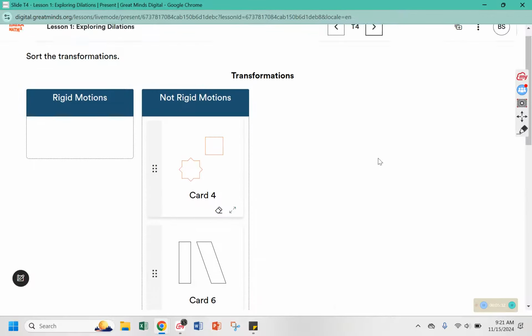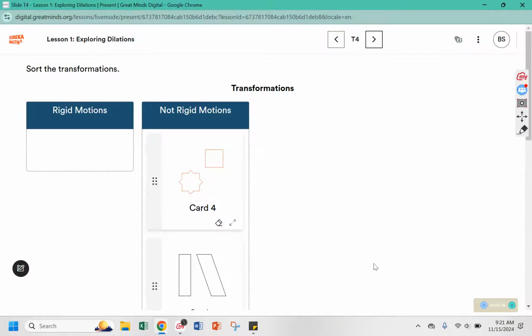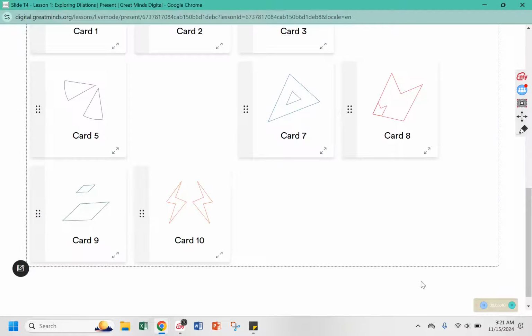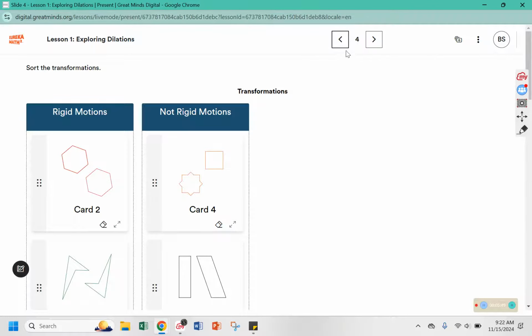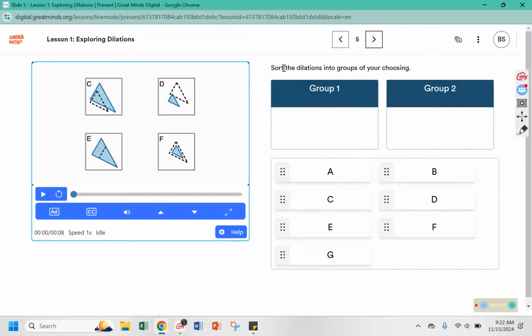So now we look at some more on transformations. These look like the same cards. Basically, in this slide, we're going to check and see that our students have the correct answers as a whole class. But since we just did it together, we're going to move on. It says, sort the dilations into groups of your choosing.